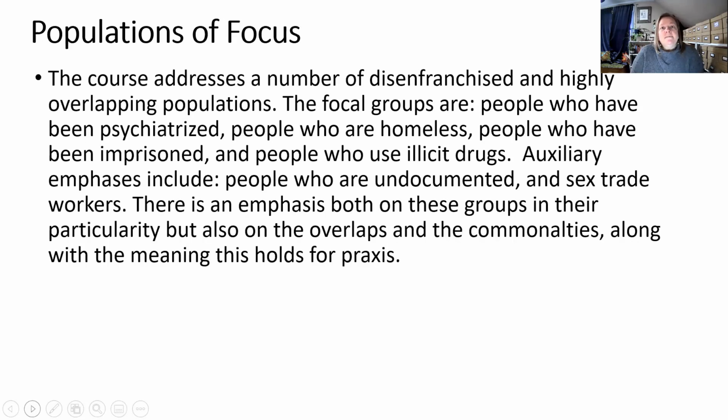So the populations of focus, as I just shared, are people who have been psychiatrized, people who are homeless, people who have been imprisoned, people who use illicit drugs, with an auxiliary emphasis on people who are undocumented and sex trade workers.